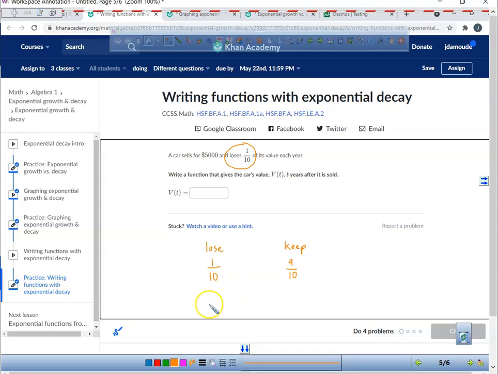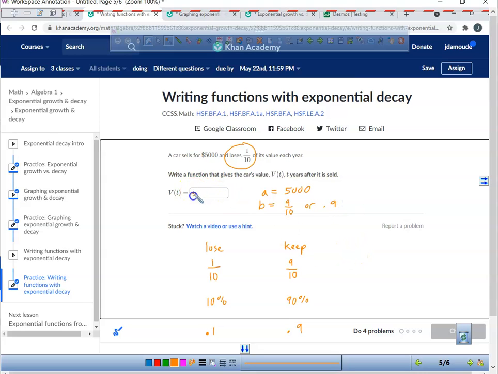9/10. Now 1/10 is like 10%, and 9/10 is 90%. And the decimal for 10% is 0.1, and the decimal for 90% is 0.9. Okay, so it says write a function that gives the car's value years after it's sold. So what is it starting out with? Like, what's my A value? My A value is 5,000. But what's my B value? My B value is not 1/10. My B value is either, you could put 9/10 or 0.9.